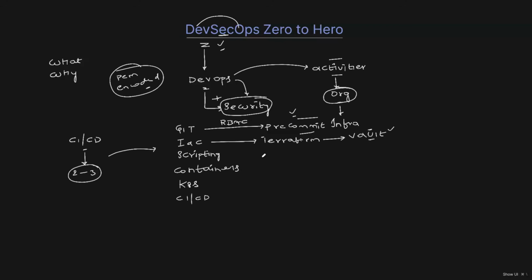Scripting. Now, this is where things get interesting. A lot of DevOps engineers don't care about security while writing scripts. Let's take the example of Python. Now, you might ask what to do with Python.